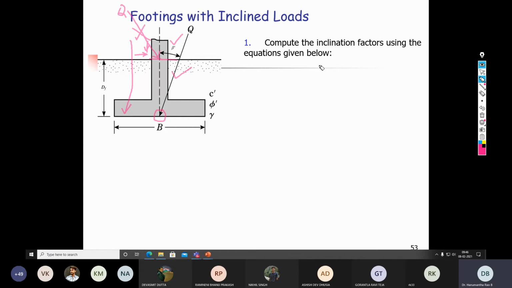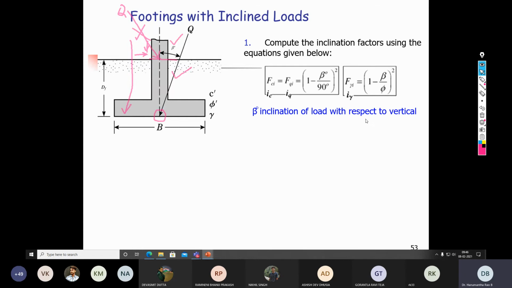In this case of inclined loads, one thing is certain: when you calculate the bearing capacity factors, you have to use the inclination factors. Earlier, in case of the axial load, all Fc, Fq, F gamma were taken as unity, but in case of footing with inclined load, the values of Fc, Fq and F gamma must be computed, where this beta is the inclination of the load with respect to vertical, as shown in this left side schematic.